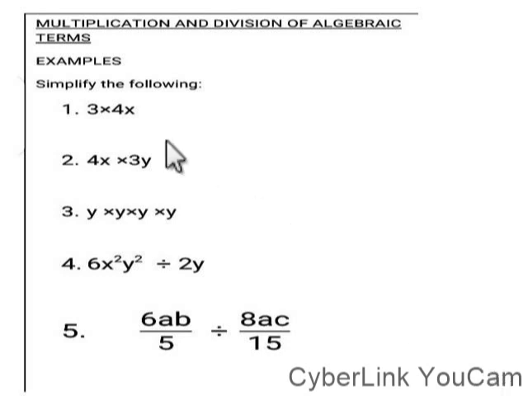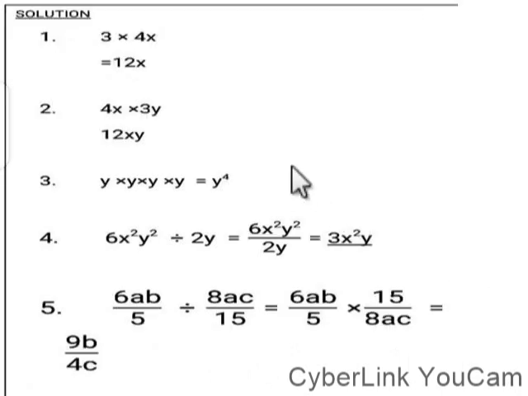Now we have 3 times 4x here as the first question, and number 2 we have 4x times 3y. Number 3 we have y times y times y times y. Then number 4 we have 6x squared y squared divided by 2y. Number 5 we have 6ab all over 5 divided by 8ac all over 15. Now let's look at the solution to these questions. Solution number 1, 3 times 4x.